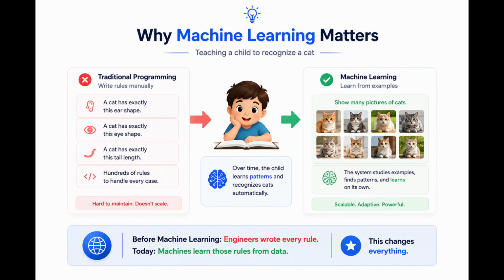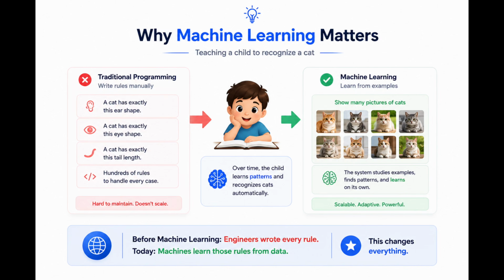Machine learning works in a very similar way. Instead of writing thousands of rules, we provide examples. The system studies those examples and learns patterns on its own. This is one of the biggest reasons machine learning changed the world. Before machine learning, software engineers had to manually define every rule. Today, machines can learn those rules from data, and that changes everything.